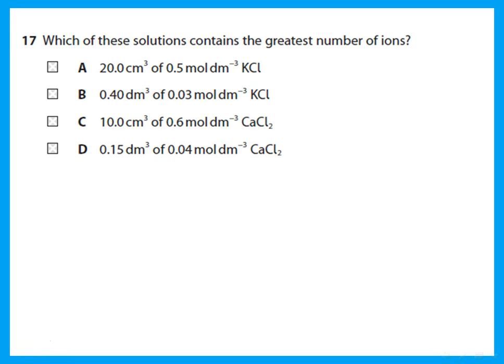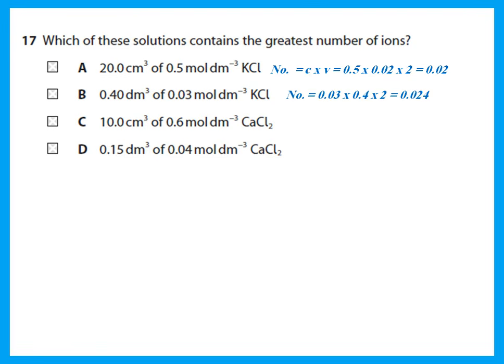Are we following? Okay, which of these solutions contains the greatest number of ions? In the previous question, he asked for the number of molecules. For the number of molecules, you just multiply the number of moles by Avogadro's number. But for the number of ions, you have to multiply the number of moles by Avogadro's number by the number of ions. So for KCl, the number of moles is concentration times volume. And then I should multiply this by Avogadro's number by the number of ions. What is the number of ions? It's 2.